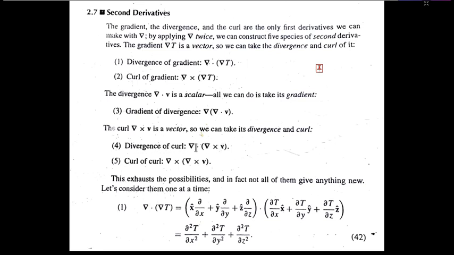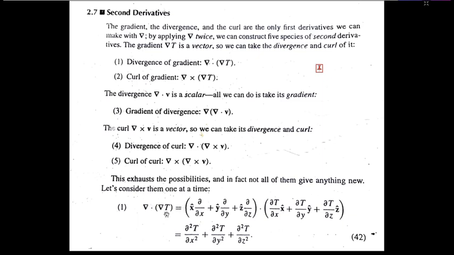Okay, the fourth one is a divergence of a curl. So divergence is a dot product of a vector with a del operator. So del cross v, that is a cross product of del and v, would be a vector, and that vector and the del operator may have a dot product, so that is a divergence of a curl. And in the same way the curl of curl would be del cross of del cross v. So that exhausts the possibilities, and in fact not all of them give anything new.